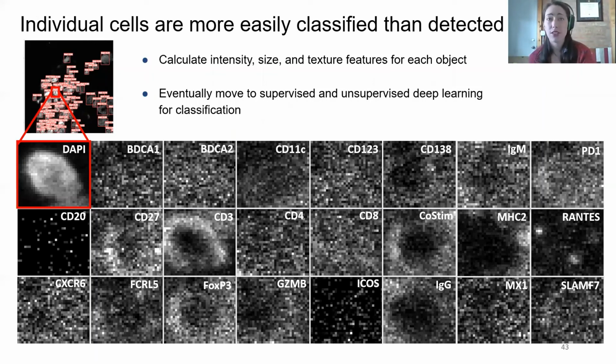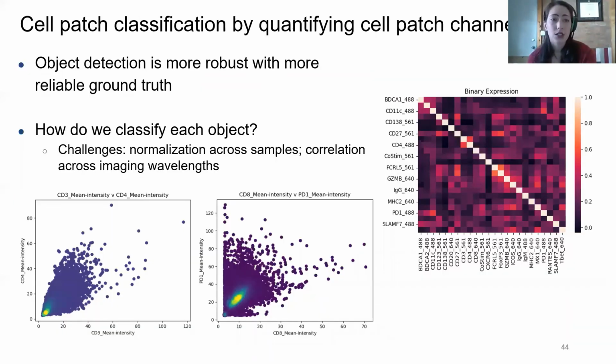So we have size features to calculate, just image intensity, texture features, and eventually we want to move to supervised and unsupervised deep learning for classification of these different channels. What this allows us to do is to move to a little bit more of a flow cytometry approach, where you can look at the differential expression of markers for a given nucleus that was detected. What we're working on right now is the normalization here.